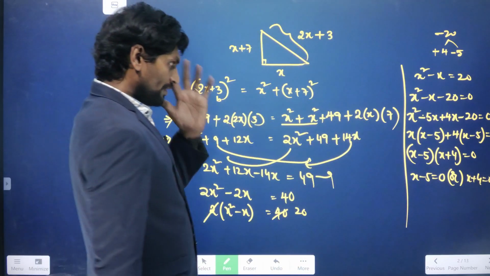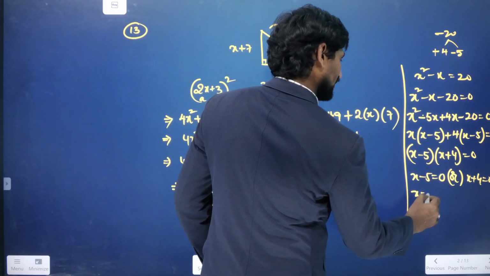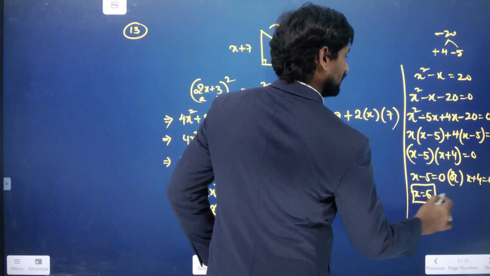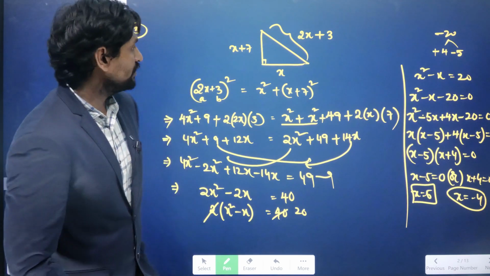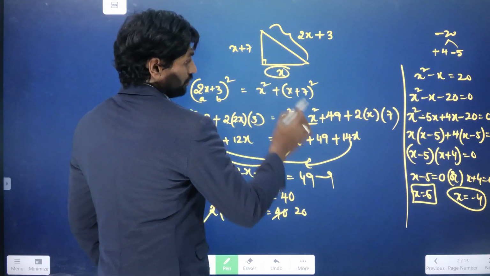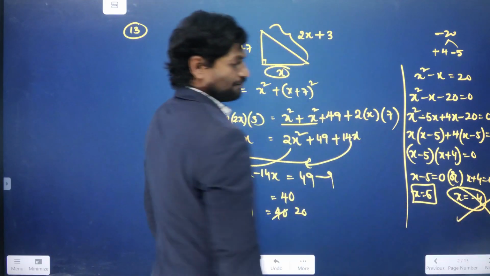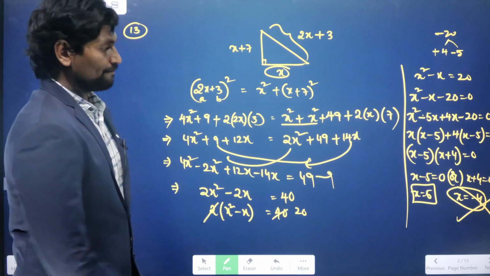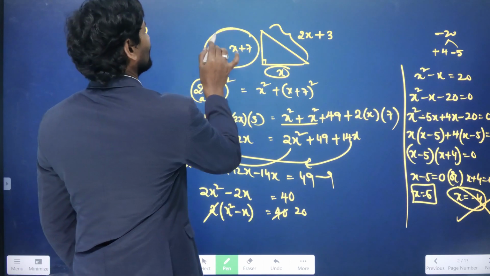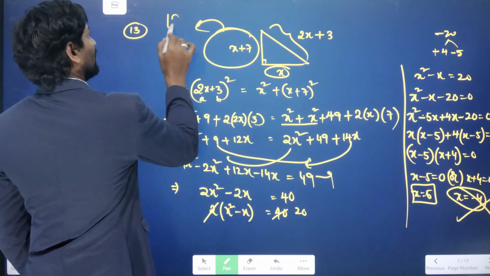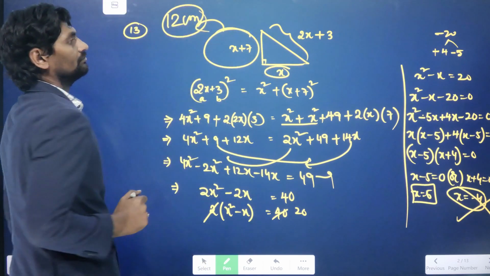Minus 5 transposed becomes plus 5, so the x value is 5. Here the other x value is minus 4, but according to the diagram, the length cannot be negative. So x value cannot be minus 4. The x value will be 5. Then what about the larger length? 5 plus 7 is 12 centimeters.